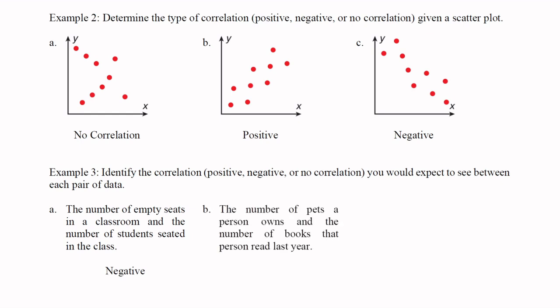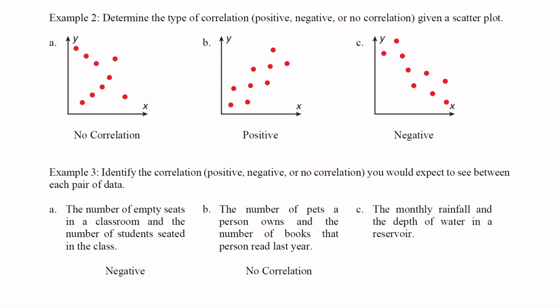The number of pets a person owns and the number of books that person read last year. Well, the two have no connection to one another. A person could read a lot of books or they could read few books over the year, but they may have two pets, they may have no pets. There's no connection between those sets of data, so there is no correlation.